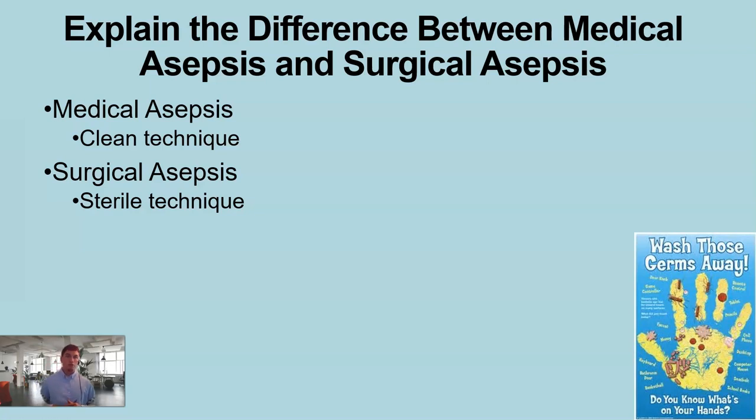Surgical asepsis is used for surgical interventions and invasive procedures such as catheterization, procedures that invade the bloodstream or potentially break the skin, dressing changes, and wound care. These are all examples of where you would use sterile technique.